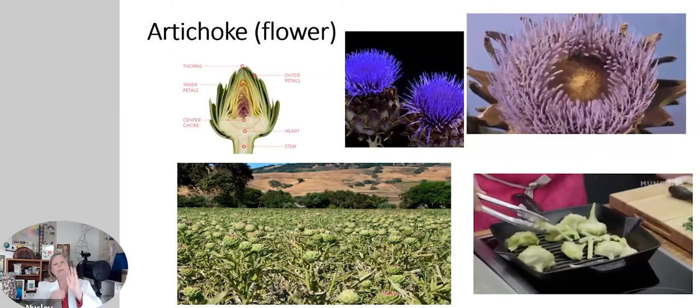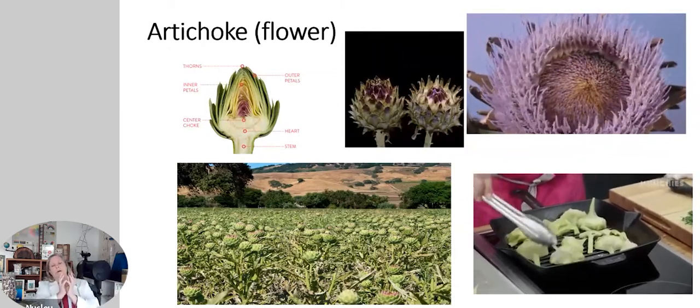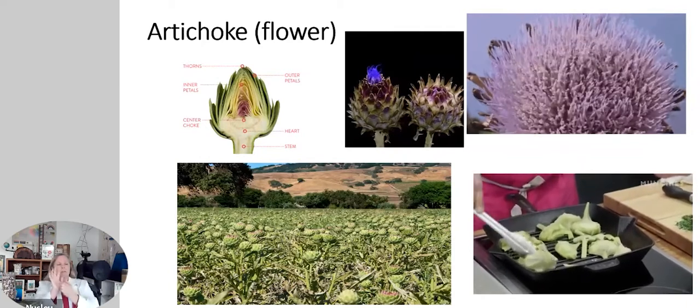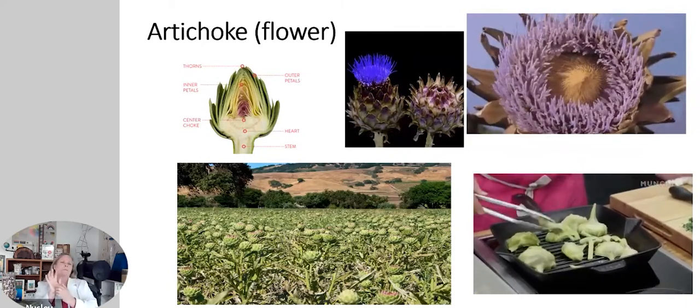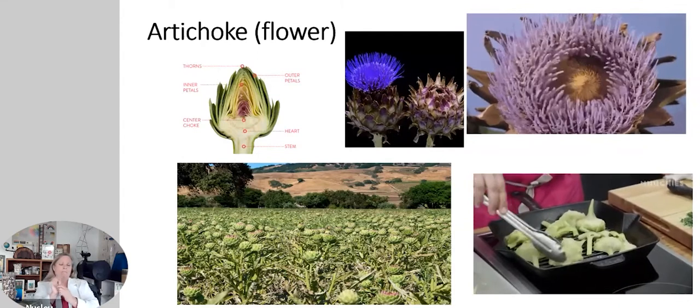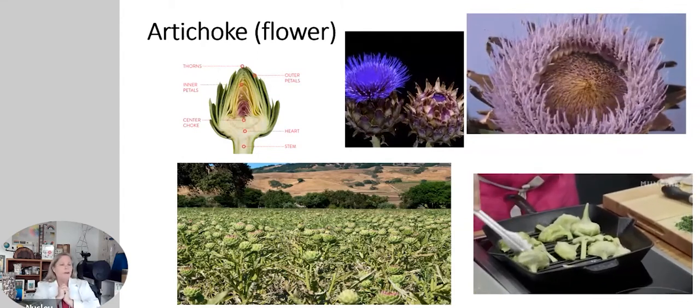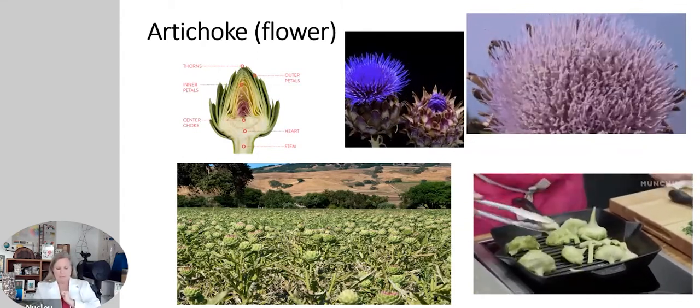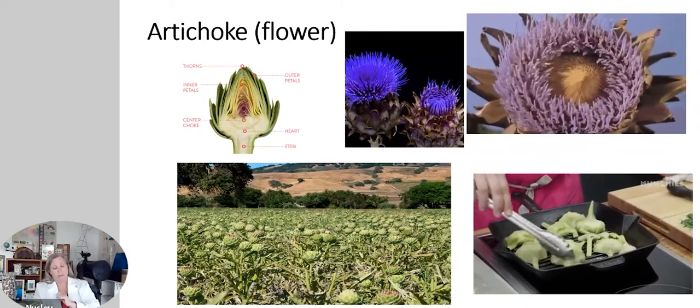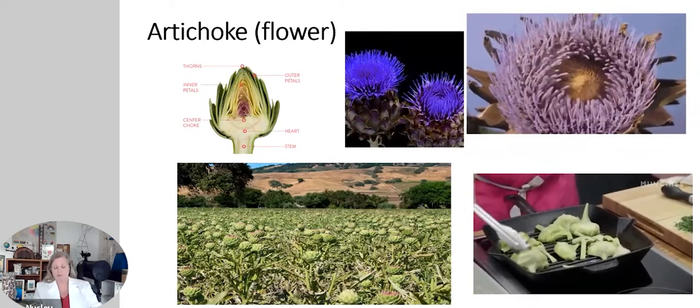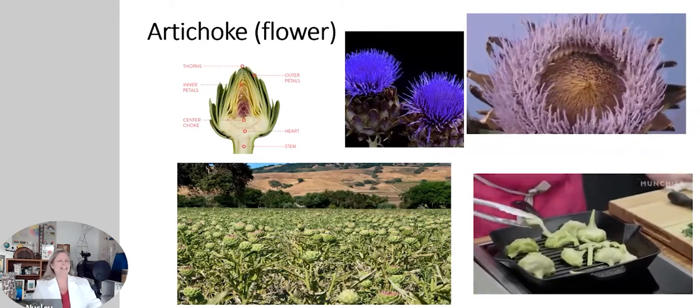And the artichoke, we eat all of the outside flower, all of those outside petals. There's just a part in the middle, that center choke, that we cut out and don't eat. So artichokes, they're a very important crop in California. There's even an artichoke festival coming up in May in Castroville. So let's see, look at another fruit.